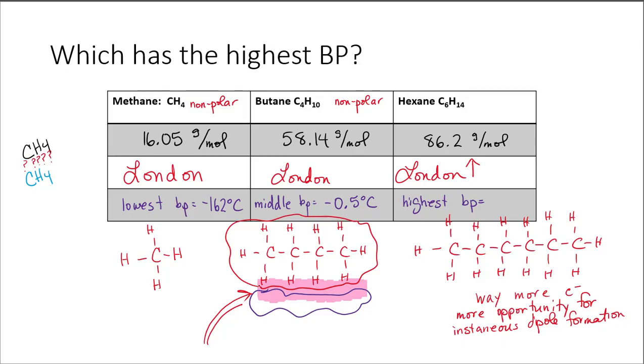Last but not least, hexane. What is the boiling point of hexane? Hexane is definitely a liquid at room temperature. I don't want it in Fahrenheit. There we go, 69 degrees Celsius. Way higher. All we did was add 2 more carbons and 6 more hydrogens. Just that was enough to get the boiling point to increase so dramatically. So the stronger the London force, the higher the boiling point, because more energy is required to pull the two molecules away from each other.